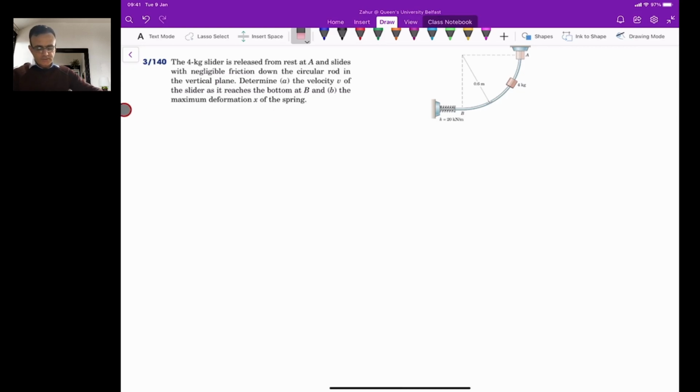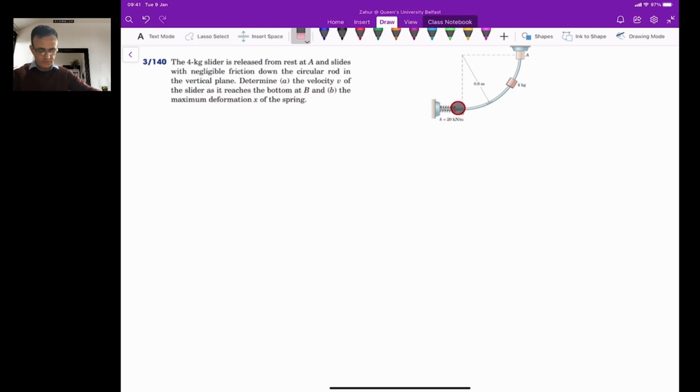Okay, so this example, which is 3140, is taken from the Meriam book, and this is one of the examples in your tutorial sheet. The 4 kilogram slider is released from rest at A and slides with negligible friction down the circular rod. So this is location A, and it's moving in this direction here, and the mass is 4 kilogram, and the friction is negligible, so there will be no friction force. Determine the velocity of the slider as it reaches the bottom at B.